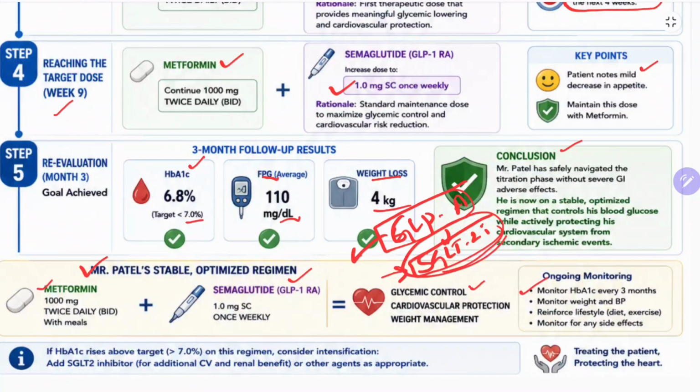Now what should be the follow-up? Monitor HbA1c every 3 months, monitor the weight and BP of the patient, reinforce lifestyle measures like diet and exercise, and monitor for any side effects. Okay. If HbA1c rises above target, like more than 7% on this regimen, consider intensification. Add an SGLT2 inhibitor for additional cardiovascular and renal benefit, or other agents as appropriate.